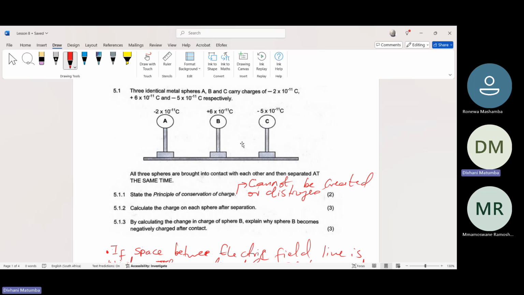So the reason why the charges are equal is because we have three identical metal spheres. The sizes of the spheres are the same. And in your syllabus, you will only be dealing with identical metal spheres, unfortunately, which are hanging on top of an insulated stand.